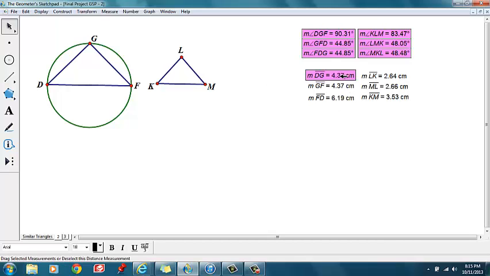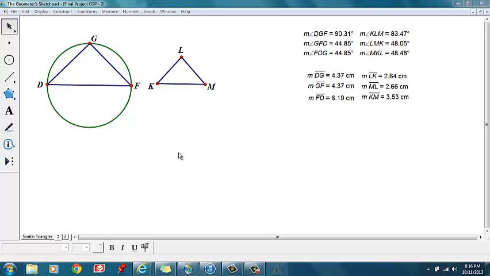You can also tell by their sides. DG is 4.37 and LK is 2.64. 2.64 plus 2.64 is, let's see, 5.28. And that is not what this equals. GF is equal to 4.37 and ML is equal to 2.66. And they are not proportionally related, nor is KM and FD. So in conclusion, these two triangles are not similar triangles.